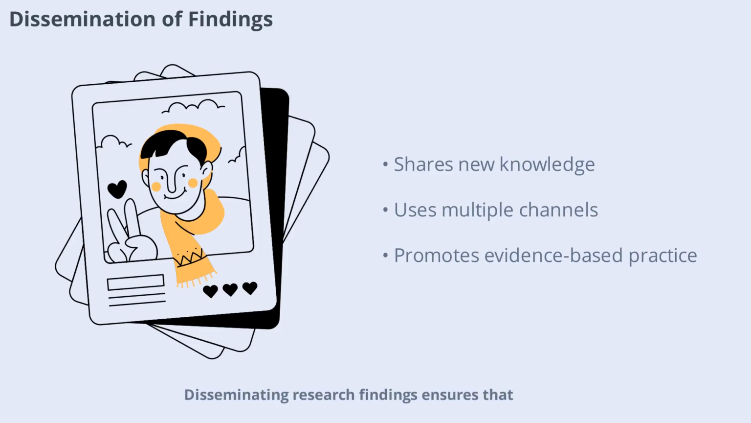Disseminating research findings ensures that new knowledge reaches the scientific community, healthcare providers, and the public. Methods include publishing in journals, presenting at conferences, and using digital media. Effective dissemination maximizes the impact of your research and promotes evidence-based practice.